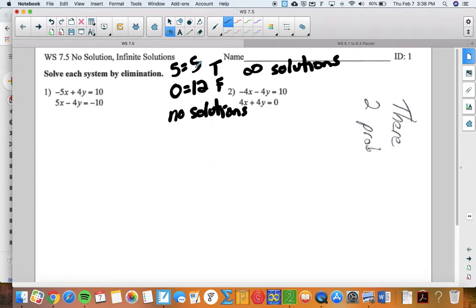If we were to graph these lines, there's no place that these lines intersect. So there's no solutions, whereas if we were to graph a situation with infinite solutions, it actually means the lines are on top of each other. They're intersecting at every single point the line exists. Alright, so let's do this.